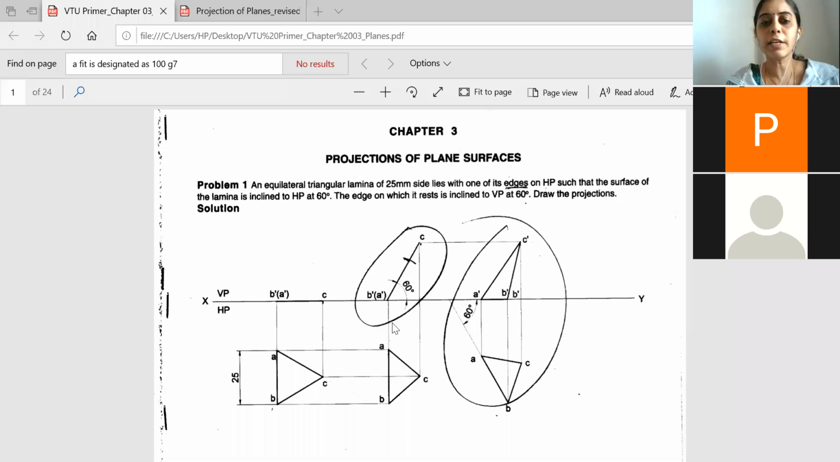And in the second stage, it is being told that the edge of the lamina is inclined to 60 degree. So the same edge now will be inclined to 60 degree, and you will measure this distance, how much it is from B dash to C dash. The same distance you'll keep here on the compass and you will cut an arc. So you'll get B dash, A dash and C dash here. Then you will project these projections down. After taking the projections of the front view down, you will take the projection of the top view also.